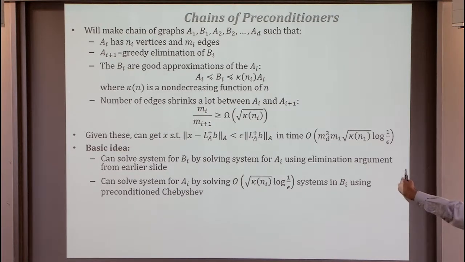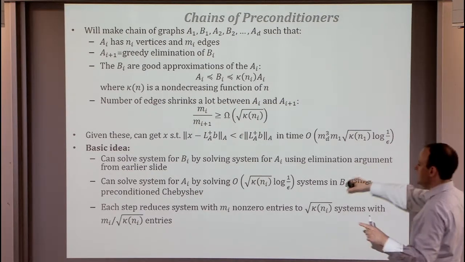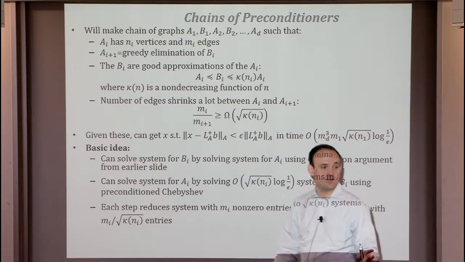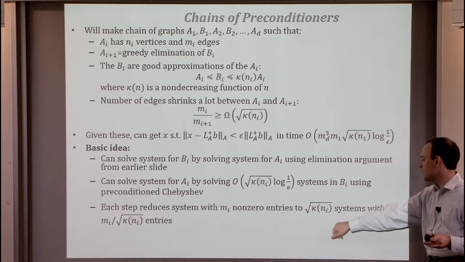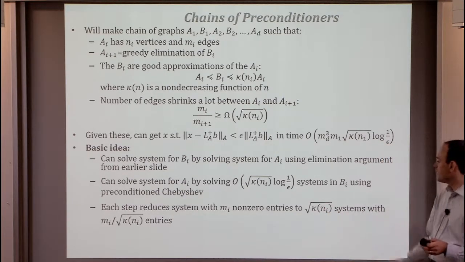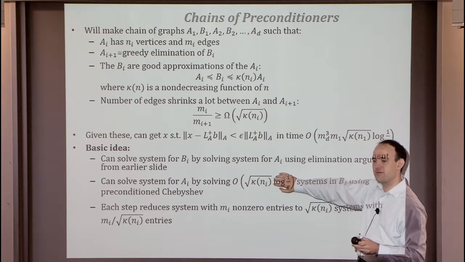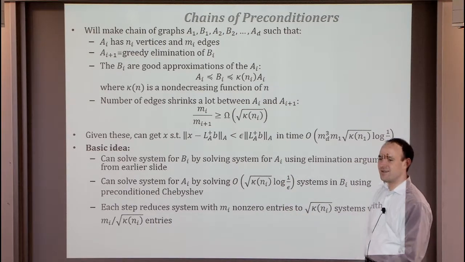So those are the two assertions I've already given you. And this almost gives the right recurrence. The idea is that each step is going to reduce a system with mi non-zeros to a system with square root of kappa ni. So, the number of linear systems that we solve. Ignore the log 1 over epsilon for a second, and not for any legitimate reason. Just ignore it for a second.